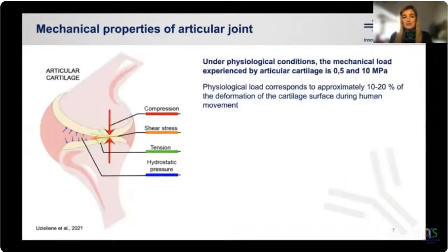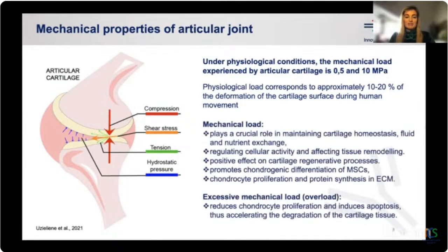So, getting closer to the mechanical properties, I need to mention that the mechanical forces that exist in the joint are not only compression forces, but also shear stress, tension, and hydrostatic pressure. Under physiological conditions, the mechanical load experienced by cartilage is from 0.5 up to 10 megapascals. This usually corresponds to approximately up to 20% deformation of cartilage tissue. So mechanical load is actually not that bad for the cartilage.